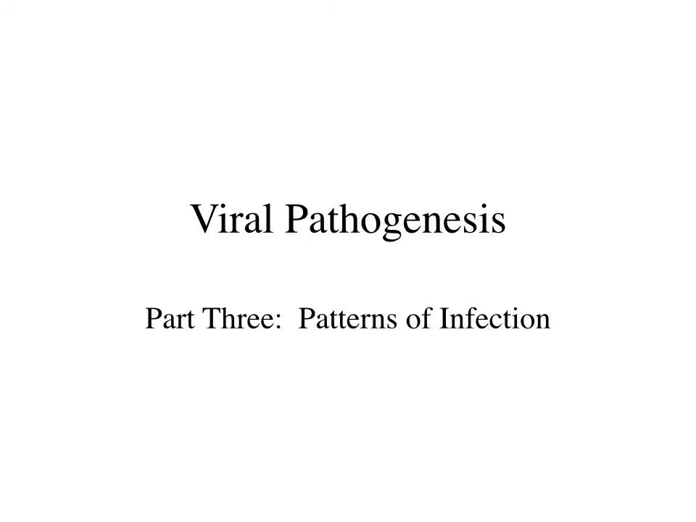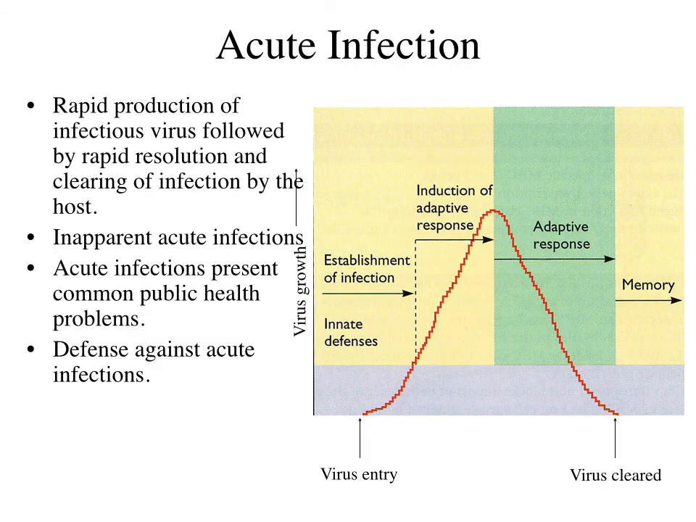The last module on viral pathogenesis looks at patterns of infection. And essentially, we're just looking at variations of two modes, either acute or persistent infections. An acute viral infection is characterized by rapid onset of disease, a relatively brief period of symptoms, and resolution within days. It is usually accompanied by early production of infectious virions and elimination of infection by the host immune system.